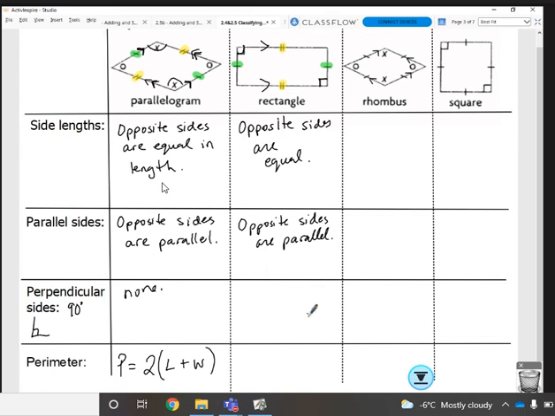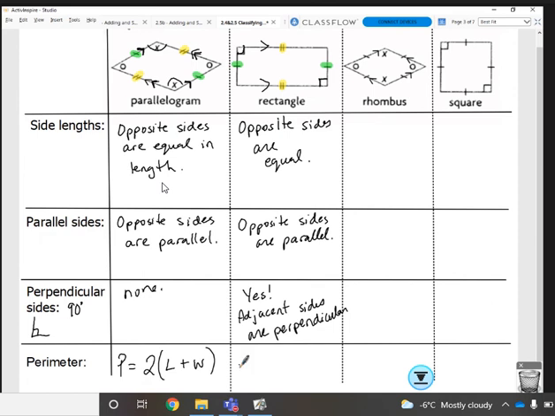Perpendicular. You see any perpendicular lines? Yes, we for sure see them. You could say something like maybe the adjacent sides are perpendicular. Adjacent sides are perpendicular.